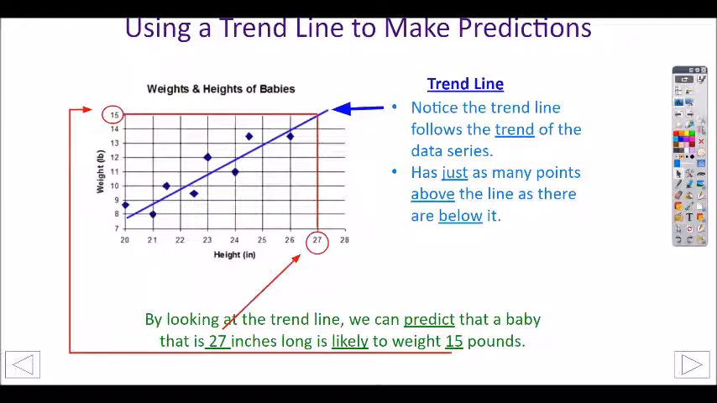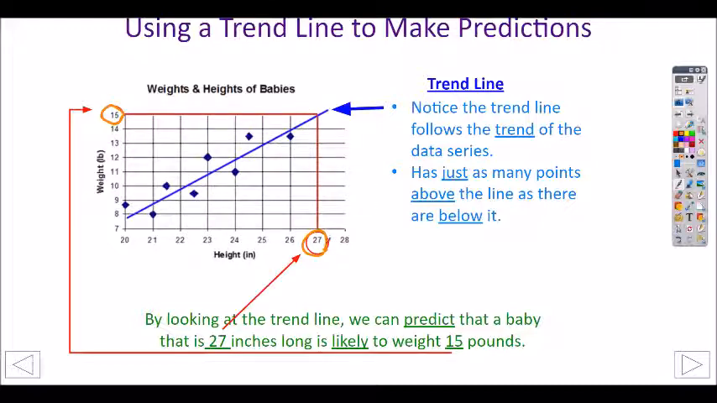Let's look at how we can use a trend line to make some predictions. By looking at the trend line, we can predict that a baby that is 27 inches long is likely to weigh 15 pounds. Now, that's kind of an interesting prediction. Let's see where we came up with this. If I look on the x-axis where it says 27 inches long, you'll see the 27 right here. And if I go straight up until I run into my trend line here, and then I move over to my y-axis, there's the number 15.